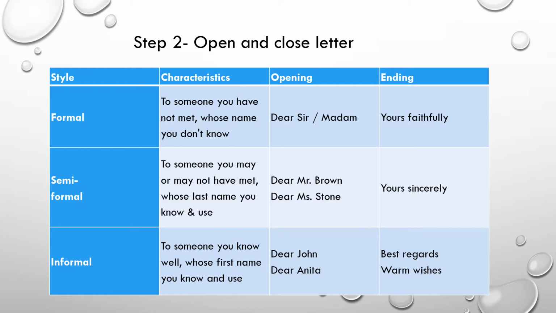If it's a semi-formal letter, you know the person or may not have met, but you definitely know their last name. So here you can use the last name and say "Dear Mr. Brown" or "Dear Miss Stone," and the ending can be either "Yours faithfully" or "Yours sincerely." If it's an informal letter, to someone you know very well, you can use the first name and say "Dear John" or "Dear Anita," and your ending can be "Best regards" or "Warm wishes."